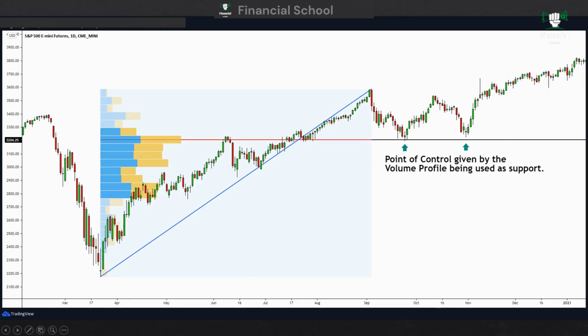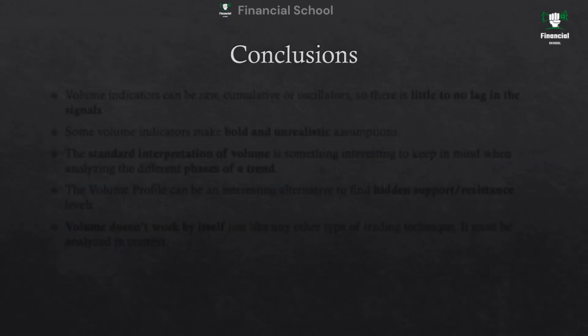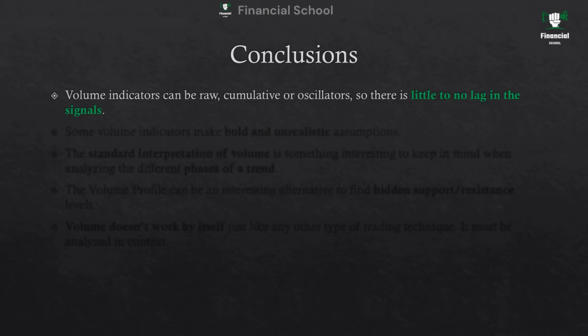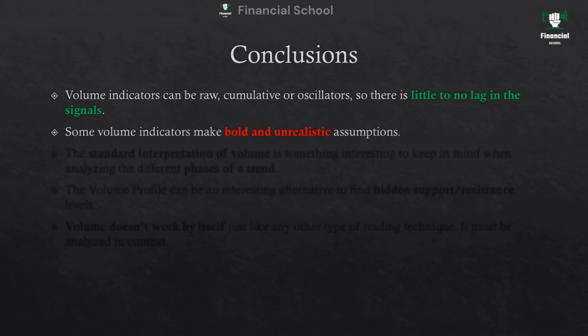Let's now talk about some different conclusions we can reach when dealing with volume in its many different representations. Most volume indicators are either raw, cumulative, or oscillators, meaning they will have little to no lag. In general terms, that's a good thing because lag is something traders should always try to avoid. Some of the indicators make bold assumptions. For example, the OBV assumes that all volume in a bullish candle comes from buyers, and all volume in a bearish candle comes from sellers, which is clearly not true.